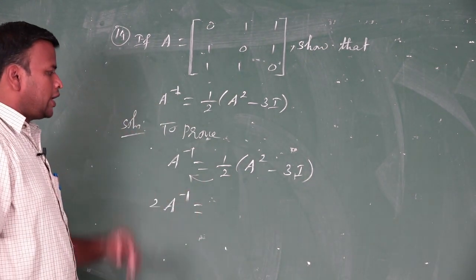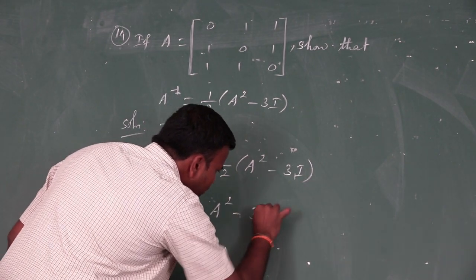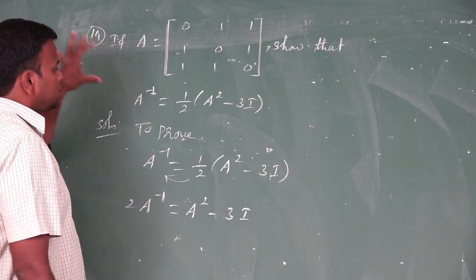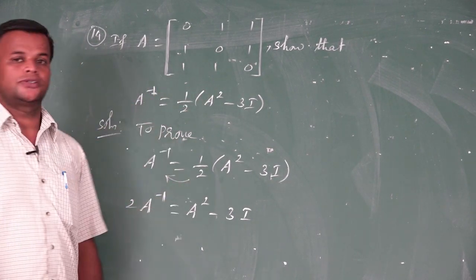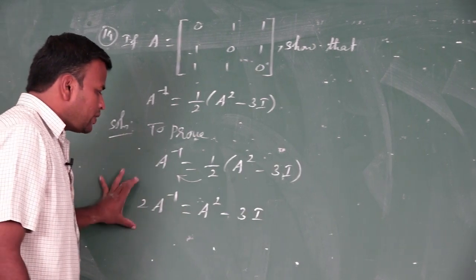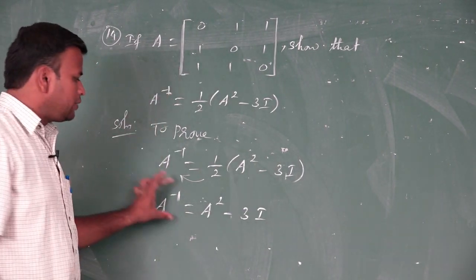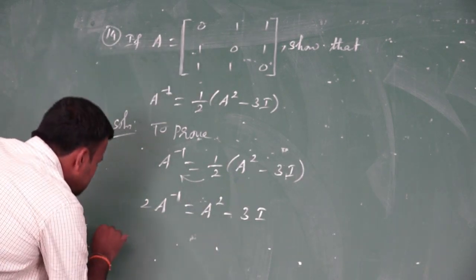So 2 into A inverse is equal to A square minus 3A. Is your choice. We prove either directly A inverse is equal to that value, or we use this way also. So using this way, we reduce over 4 or 5 steps. So 2 into A inverse is equal to A square minus 3A. Here also one simplification is there.